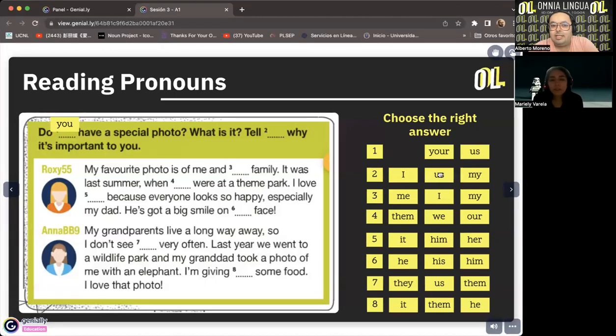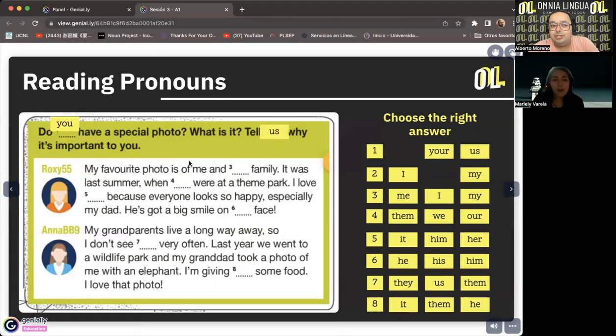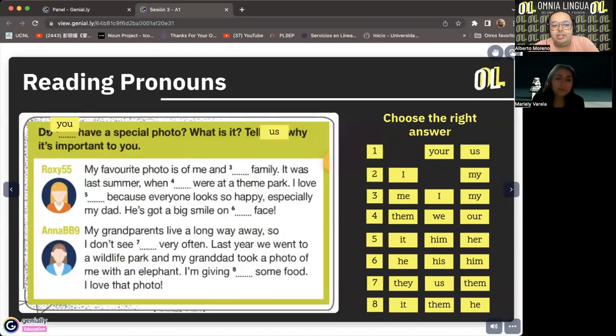Tell us why it's important to you. So now read after me. Do you have a special photo? A special photo? What is it? Tell us why it's important to you.